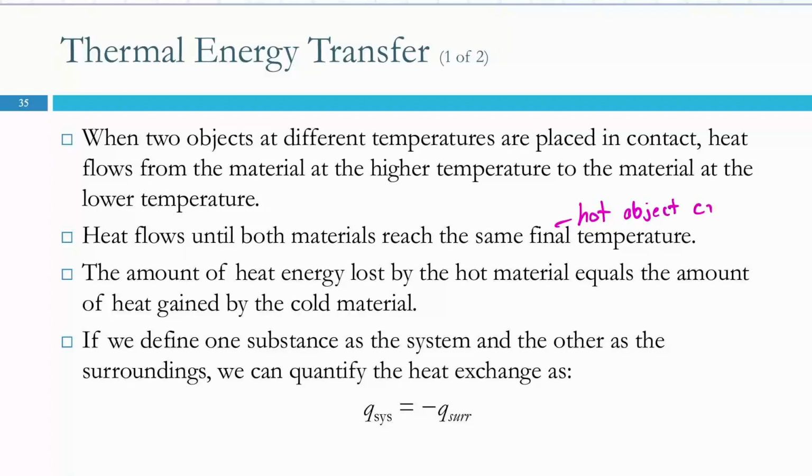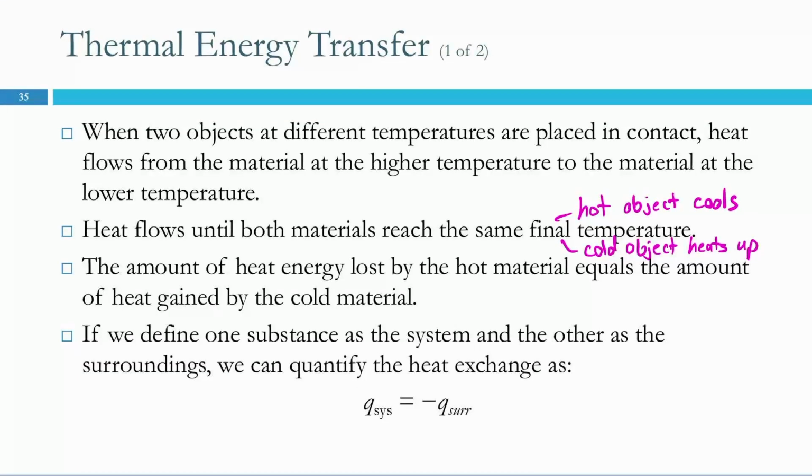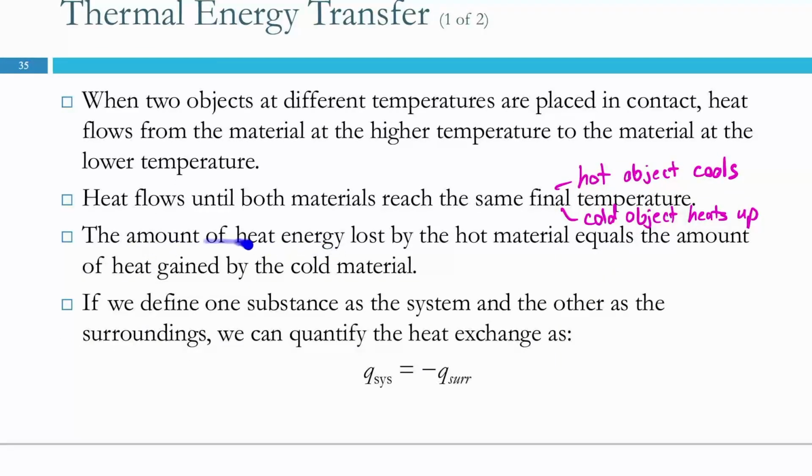The hot object cools because it's losing heat. The cold object heats up. It absorbs heat. And assuming that we're working in a perfect environment, which we're always going to assume, at least on exams, the amount of heat energy lost by the hot material is the same as the amount of heat gained by the cold material.